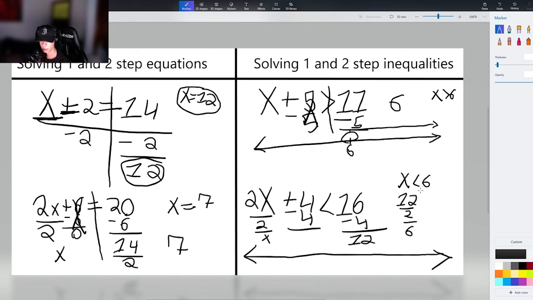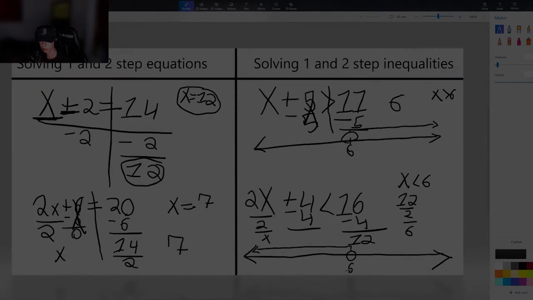And this one, once again, is just less than instead of less than or equal to. So we can just put an open circle for 6 above the 6, marking right here, and it's less than. So now we go this way for that, meaning x is less than 6. And that's explaining one and two step equations and one and two step inequalities.